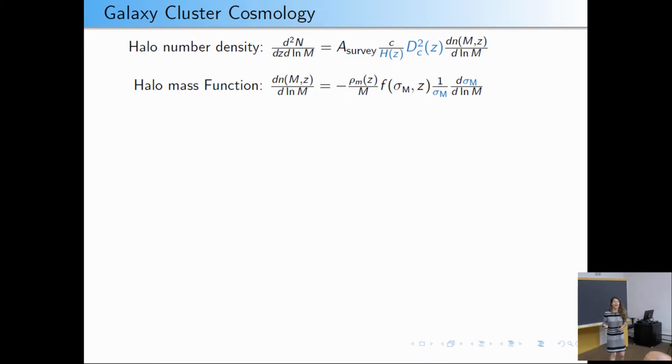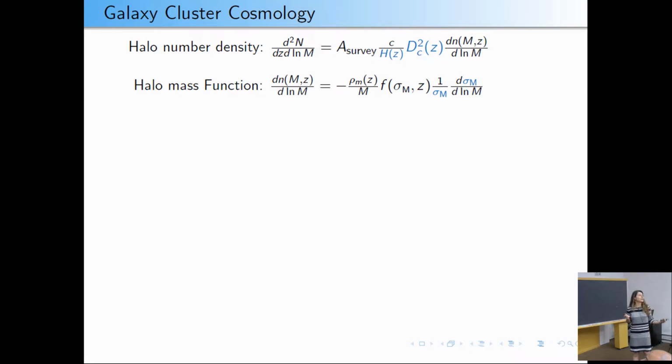Here, contrary to Tom's presentation, I have a few equations and not so much graphics. So I hope the complementarity will begin like this. So we have the halo number density, okay? The number of galaxy clusters as a function of redshift and mass.